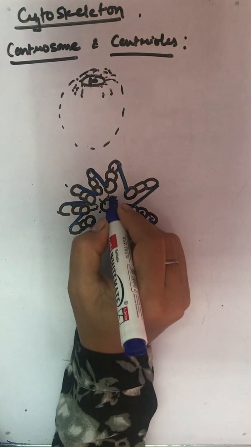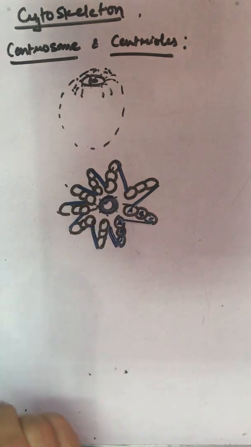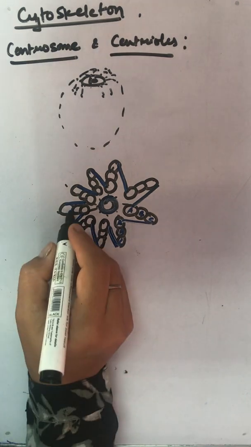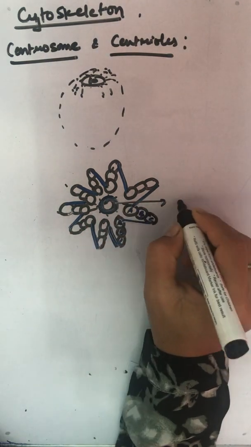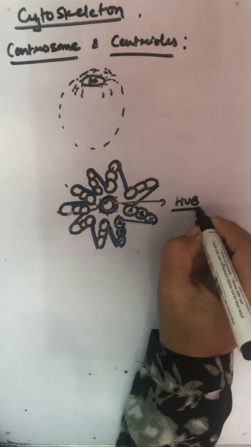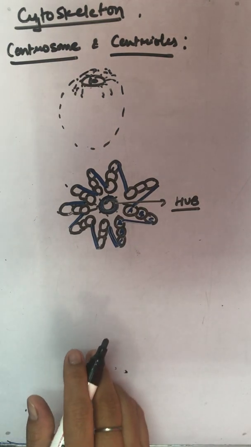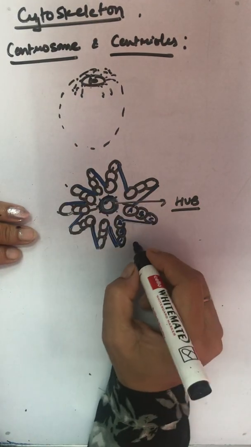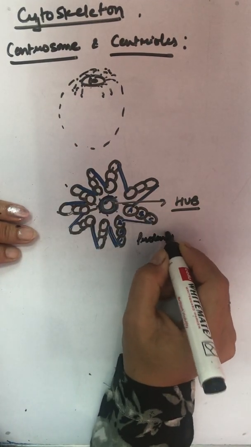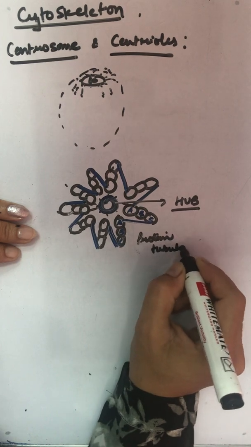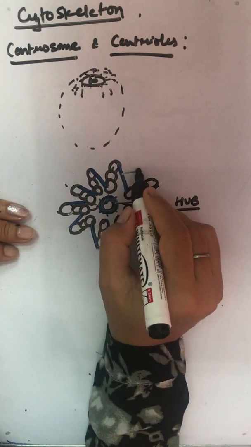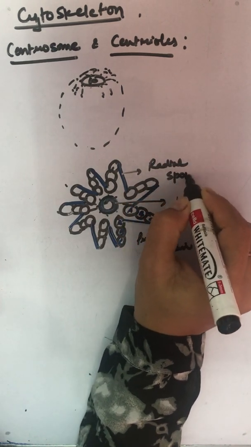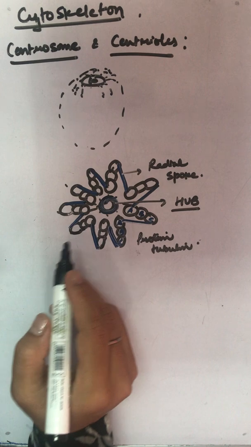It gives a star appearance. This is the central hub. It's the wheel of a cycle, or you can say the star shape, right? And all this is made up of protein, tubulin, and these are the radial spokes which connect all the microtubules.